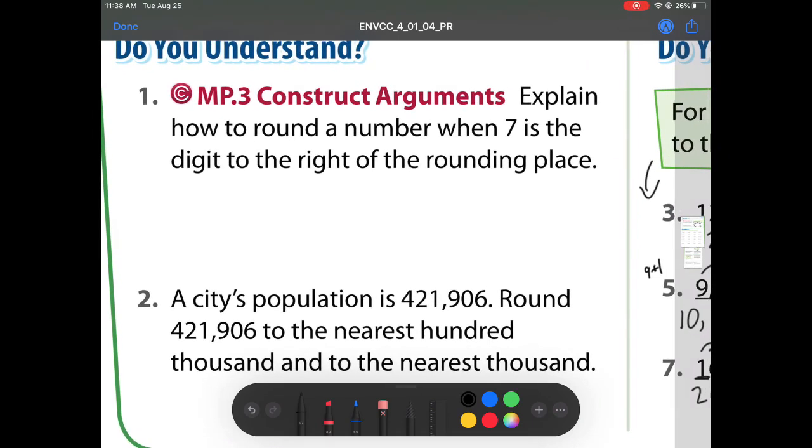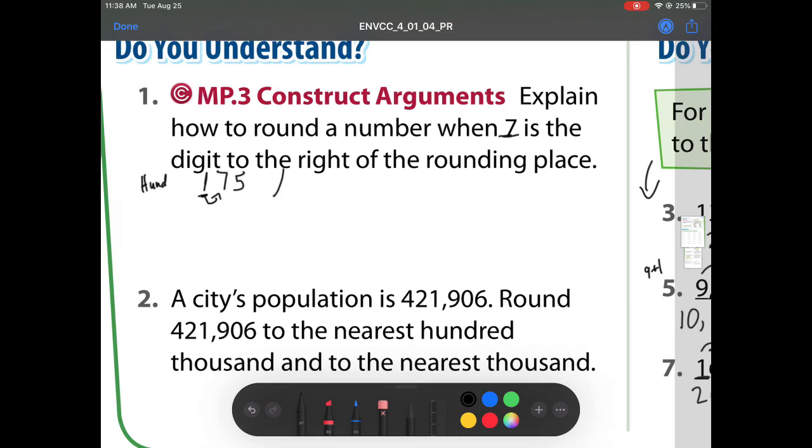Now that we've done some rounding practice, let's see what we have. Explain how to round a number when 7 is the digit to the right of the rounding number. So let's just write an example really fast for us. Let's round to the nearest 100. We're rounding to that hundreds place, and there's a 7 to the right of that place value. So how would we round this number?